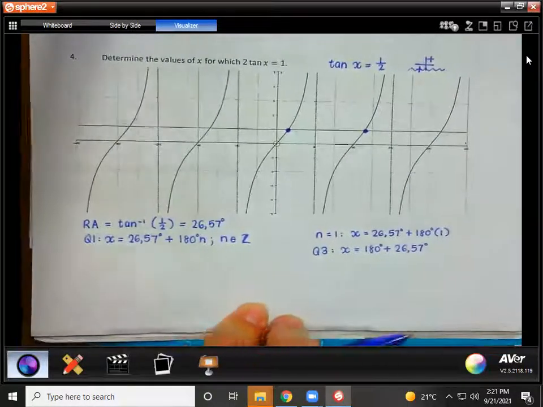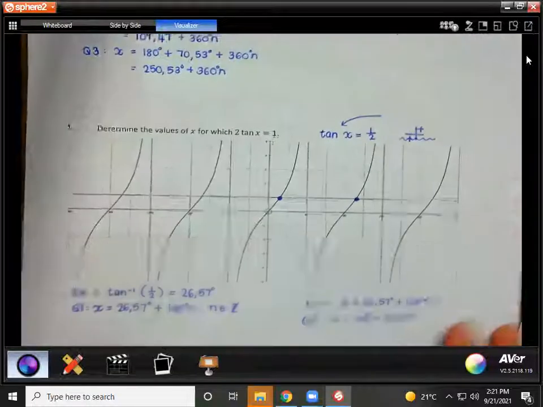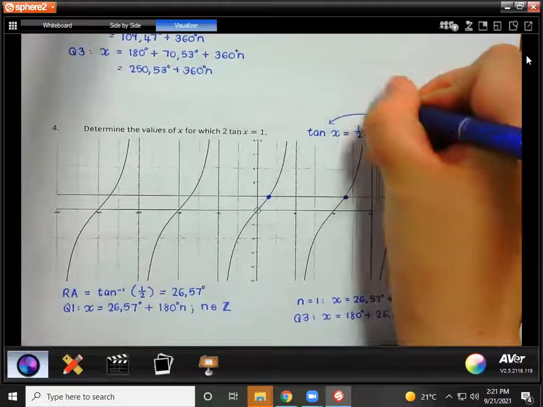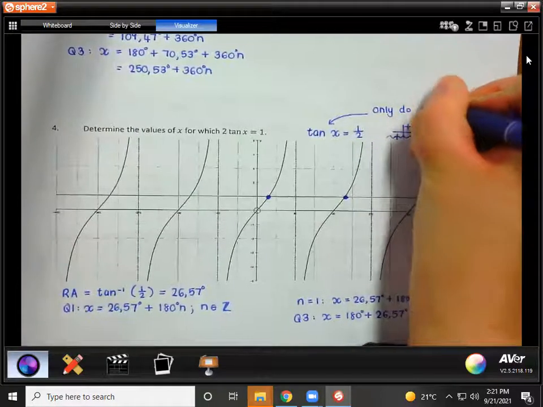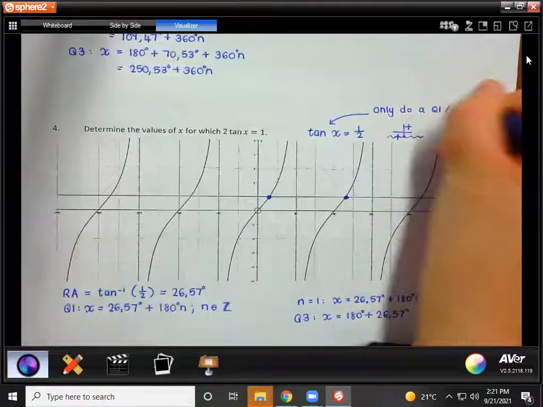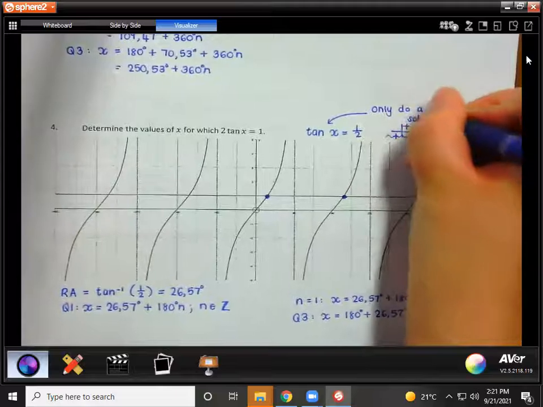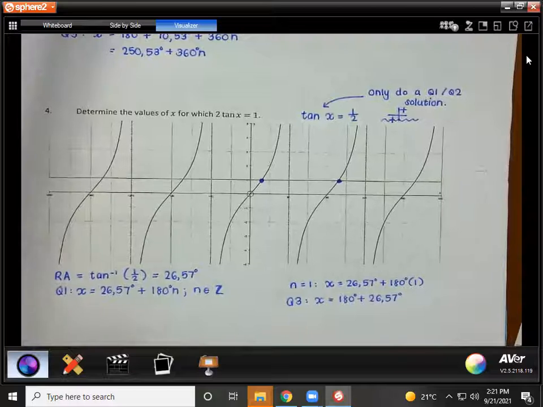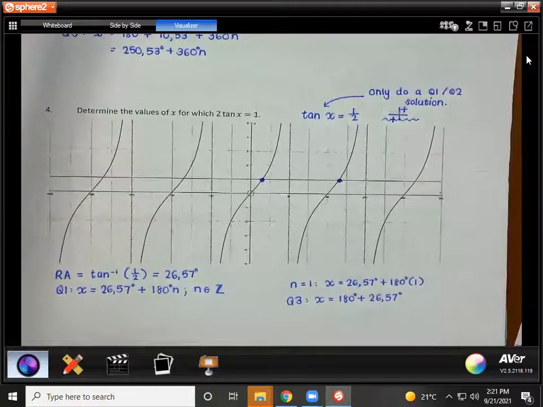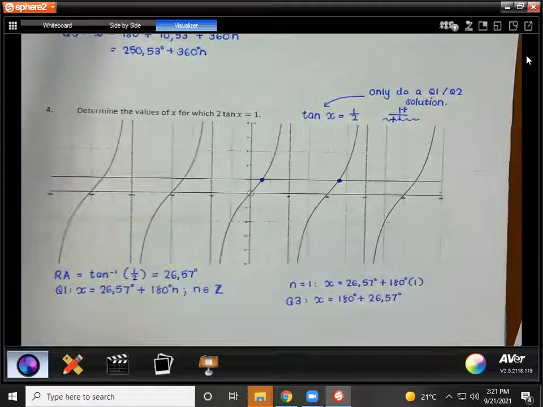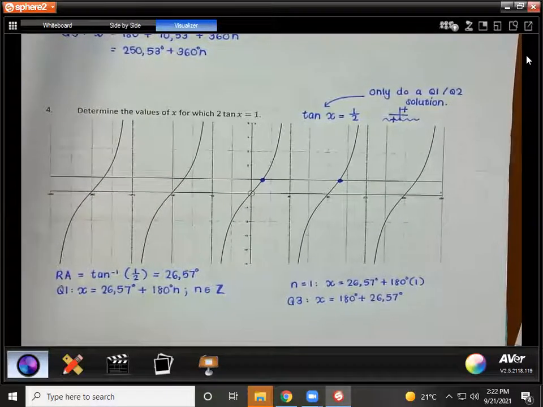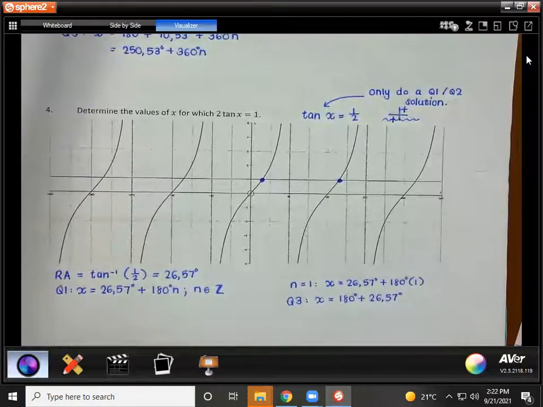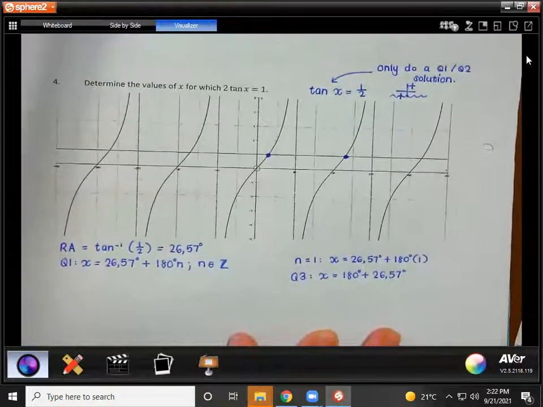Okay, so for tan, let's make a little note. Only do a quadrant 1 or quadrant 2 solution. I'm sorry, I said it now as if I was going to say more, but that's actually the end of the sentence. Okay, so for tan, you're only going to do a quadrant 1 solution if it's positive, quadrant 2 solution if it's negative. You don't have to even think about quadrant 3 and 4 because it will give you the same exact answer. You'll get the same answers using your quadrant 1 general solution. So that's why I say tan is actually the nicest one because you just have to do one general solution.